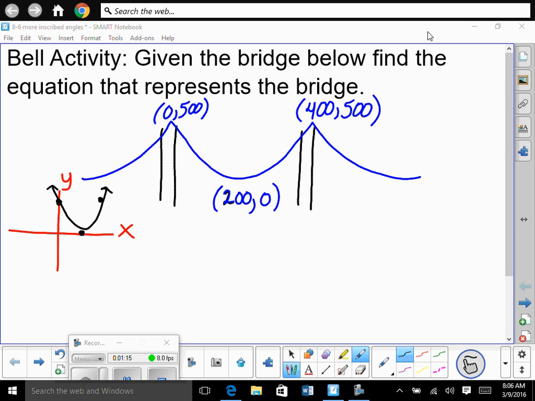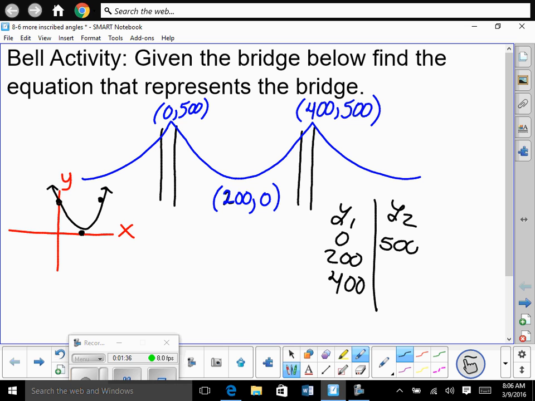So you go into stat, and then into edit, and then in list 1, you type in your x values. So in list 1, you should have 0, 200, and 400. And then in list 2, you type in your y values that match up with your x values. So you should have 500, 0, and 500. And remember, you hit the stat key again, over to calculate, down to quadratic, because it's quadratic, right? Quadratic regression line.